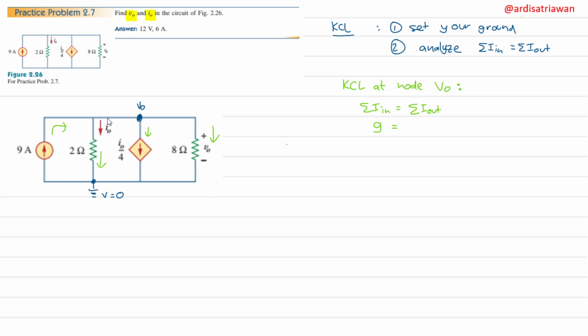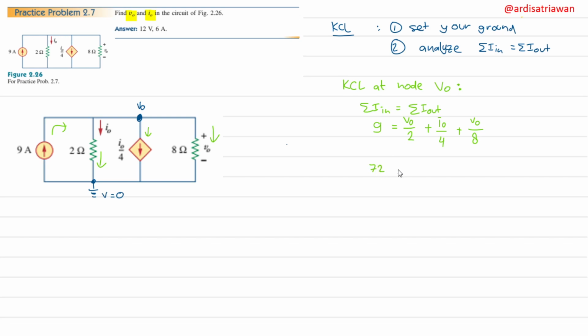So here we have I0, but I0 is no other than V0 divided by 2, right? So let's plug in V0 divided by 2 because of Ohm's law. And then plus this current here, which is I0 over 4, so let's put I0 over 4 here. And then this current is no other than V0 divided by 8. Okay, now let's multiply this by 8 so we don't have any denominator.